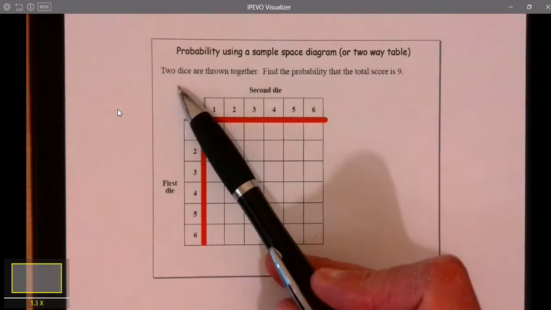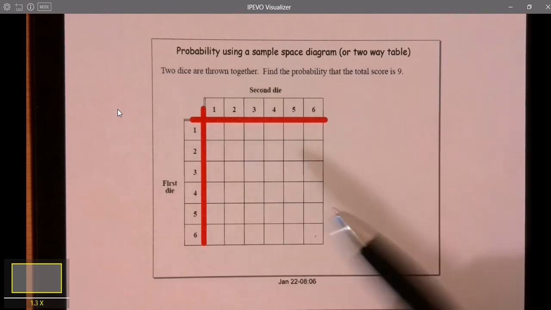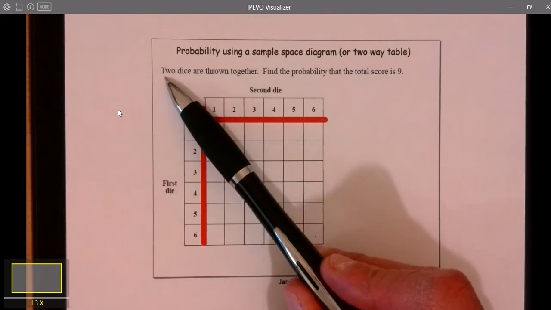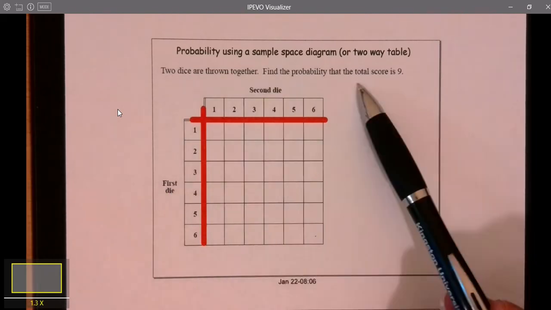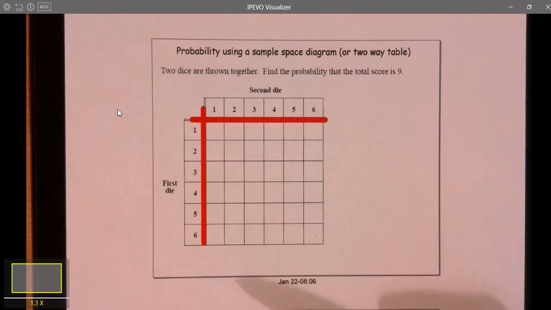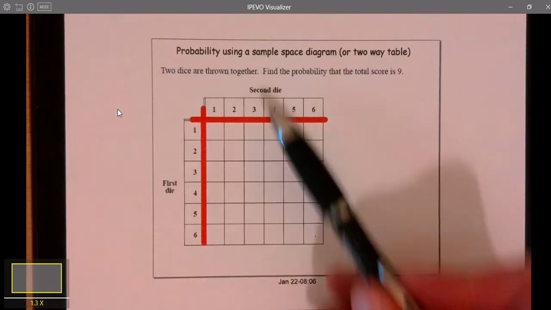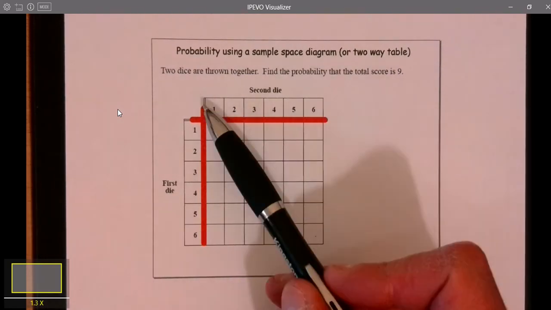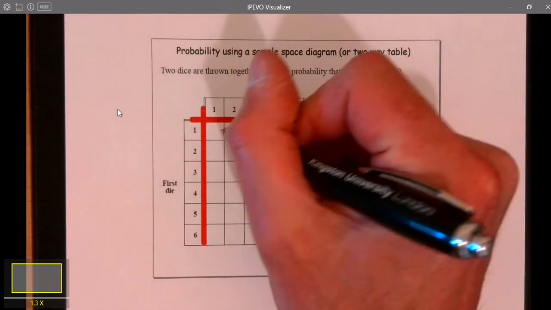So here we've got two dice thrown together. It's a typical GCSE kind of question. Two dice are thrown together. Find the probability that the total score is 9. The easiest thing to do is just to draw a diagram. First dice, second dice, and what do we do?